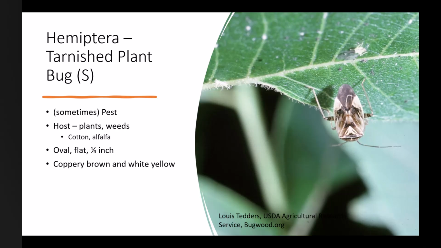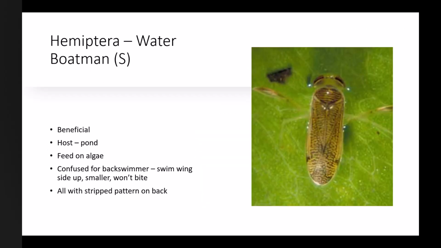Water boatmen are another aquatic beneficial insect. The host for these is going to be ponds. They're feeding on algae. So they're not really predatory, but they're feeding on plant material that maybe you don't want inside that water. They oftentimes can be confused for back swimmers. They look a lot like back swimmers, but back swimmers swim upside down. These guys do not. They're much smaller.